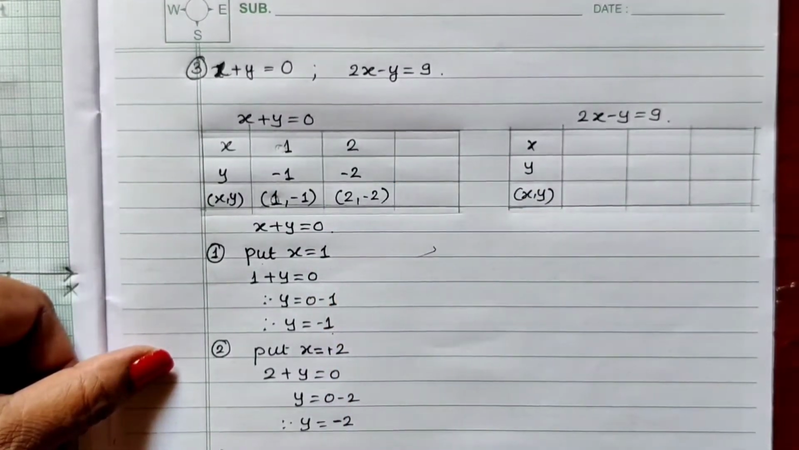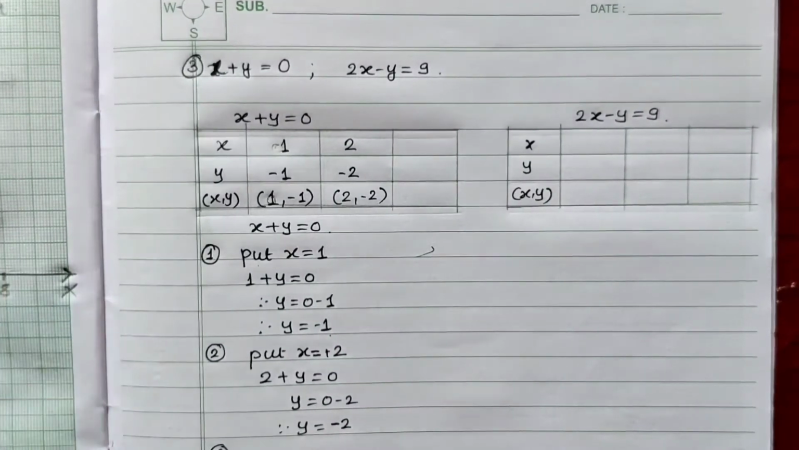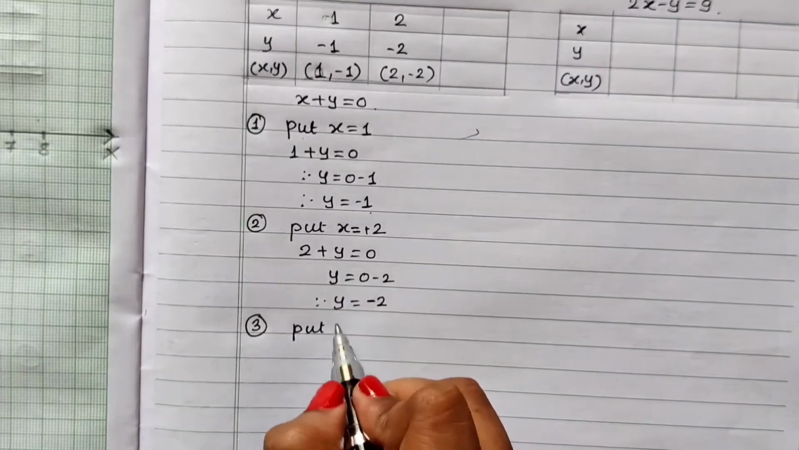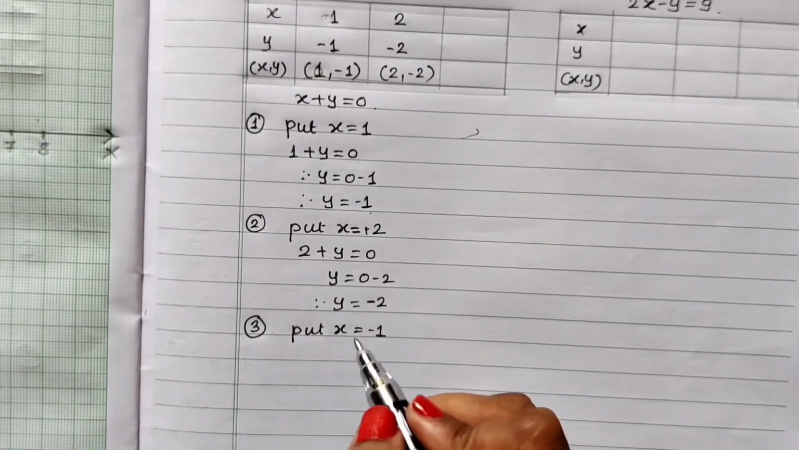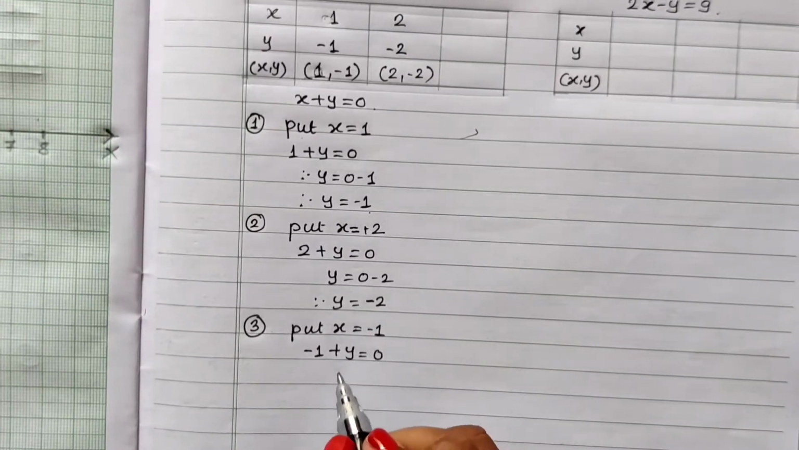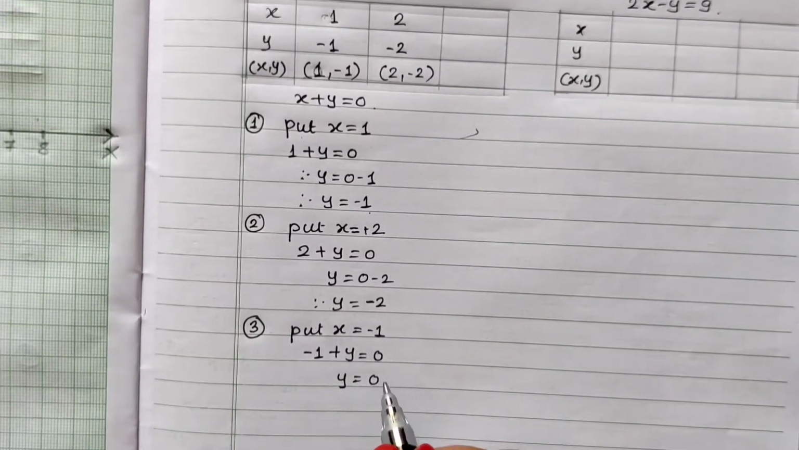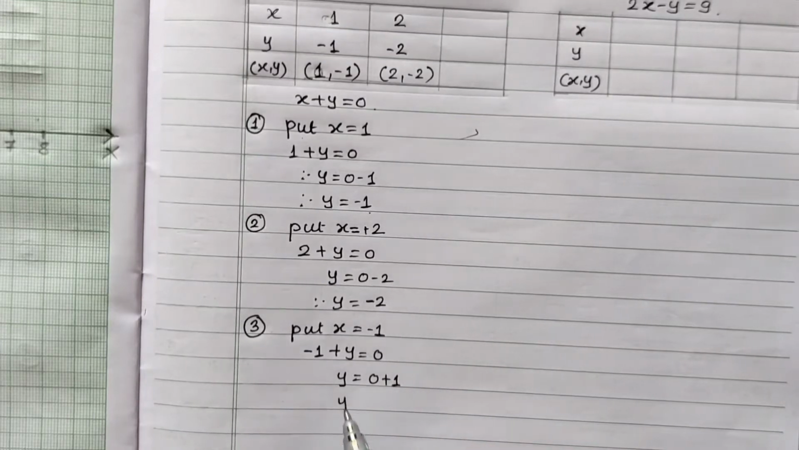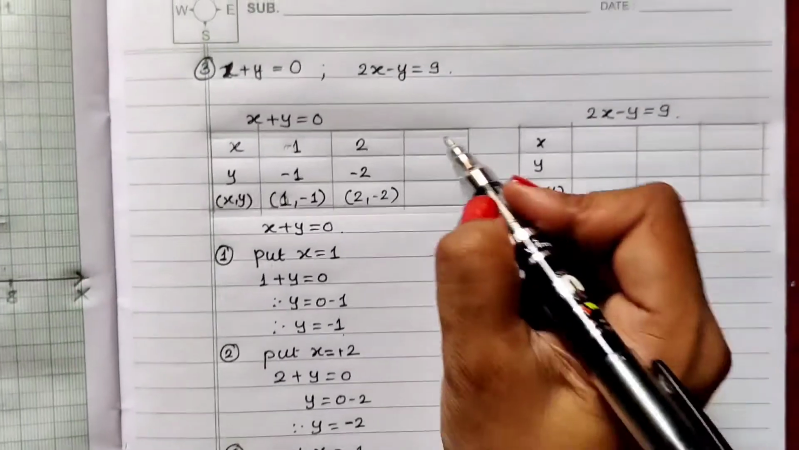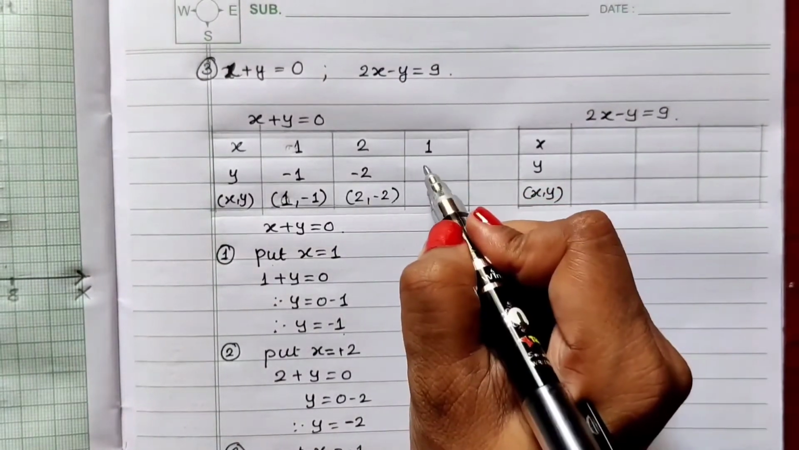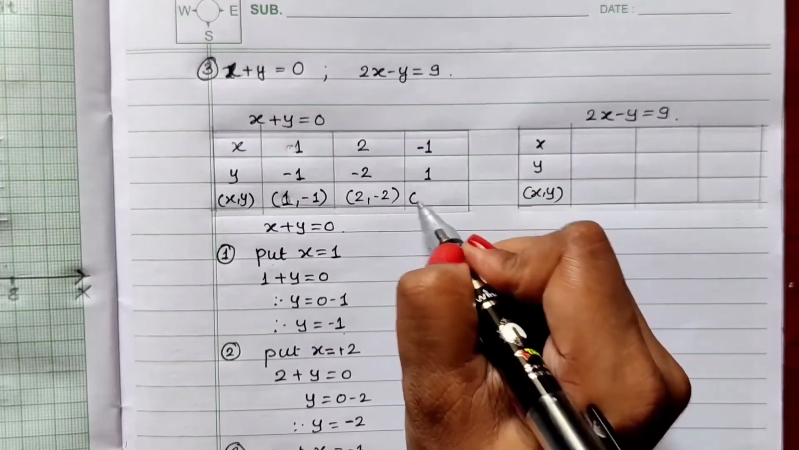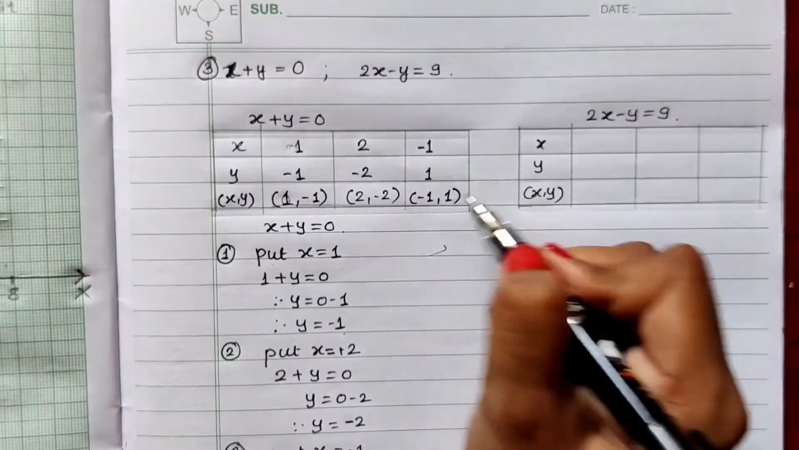Now let us take negative value. Put x is equal to minus 1 now. So in place of x I will be writing minus 1 plus y is equal to 0. So y is equal to 0. This minus 1 transfer, it becomes plus 1. Y is equal to plus 1. So when x is minus 1, y is plus 1. Minus 1, plus 1 are the coordinates.